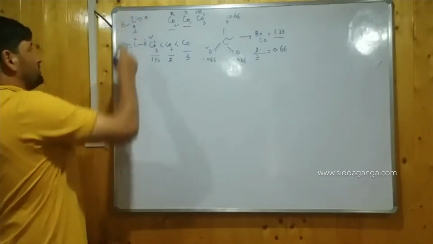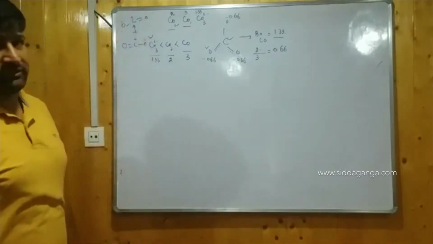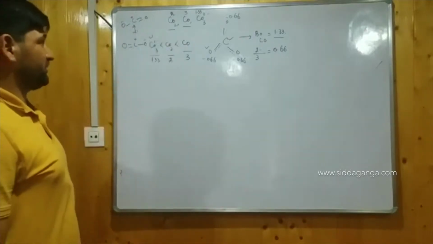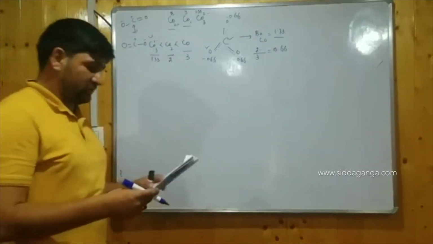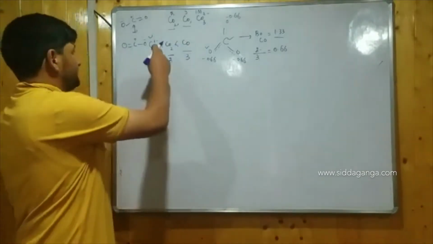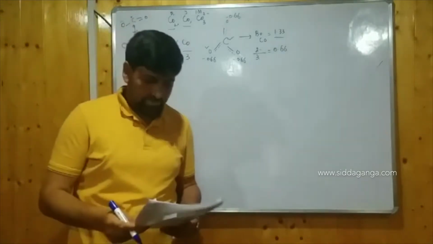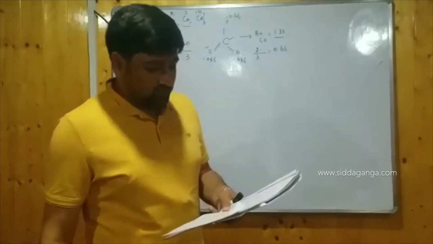So total number of bonds 4, total number of resonating structures will be 2. So 4 by 2, bond order will be 2 respectively. So the correct option is option 2, that is CO3 2 minus less than CO2 less than CO respectively. Clear, children? Right. Let us see one more question.